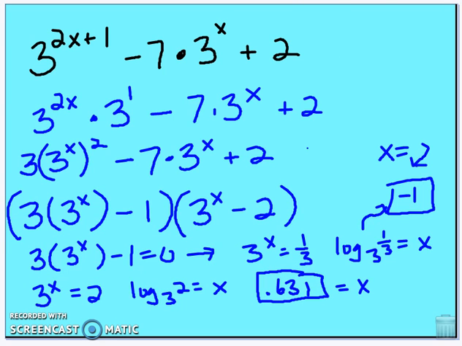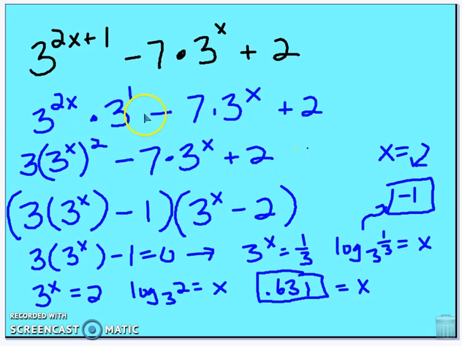All right, so I can rewrite this as 3 to the 2x times 3 minus 7 times 3 to the x plus 2. So here's a trick here. You need to use your properties of exponents in order to separate the base into 3 to the 2x times 3 to the first power, which, as you recall, is 3 to the 2x plus 1, which I can rewrite as 3 times 3 to the x squared minus 7 times 3 to the x plus 2.